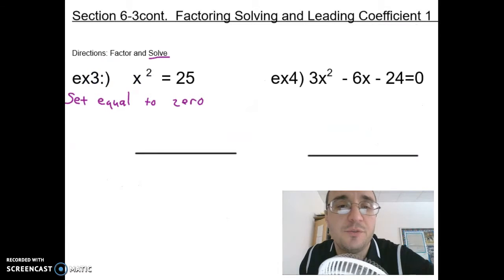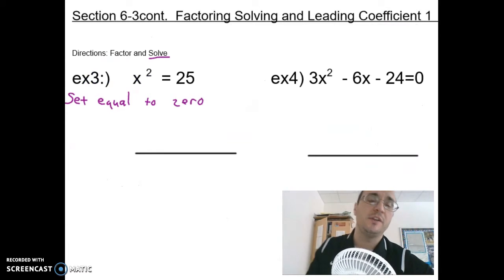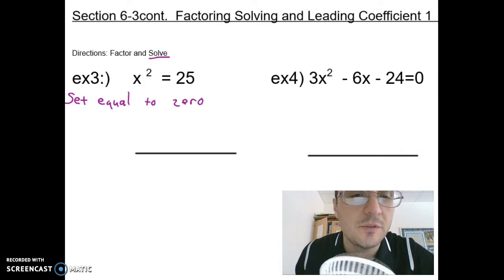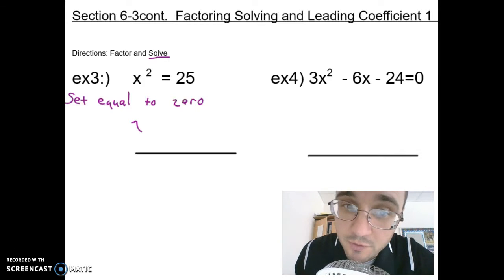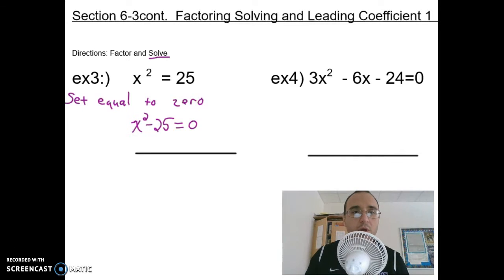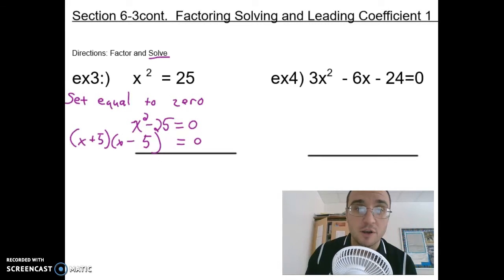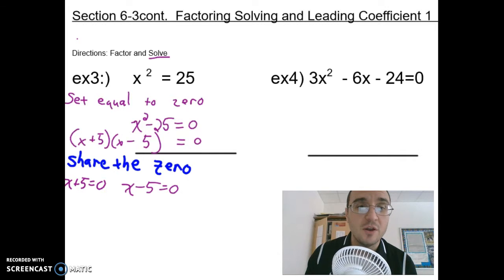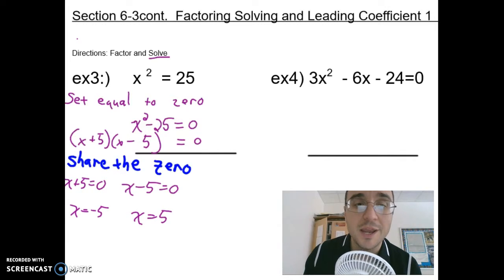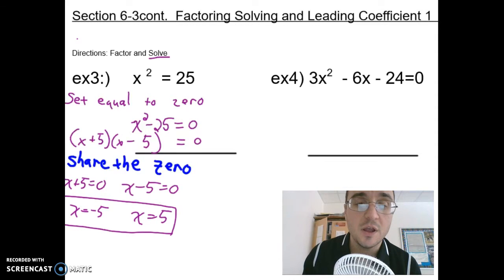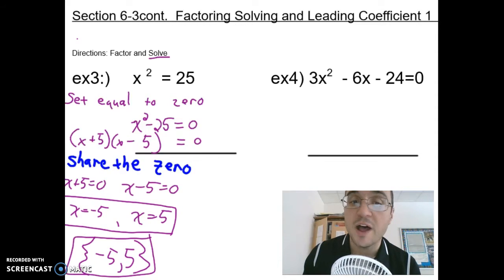Next, we had x minus 3, but we're going to go on to the solving technique. Whenever you're solving by factoring, you're going to make sure you set it equal to 0. Then, once you've set it equal to 0, that is a special product of x plus 5, x minus 5. You set each factor equal to 0, making x equals negative 5 and x equals 5. So we have a solution set of negative 5 and 5.